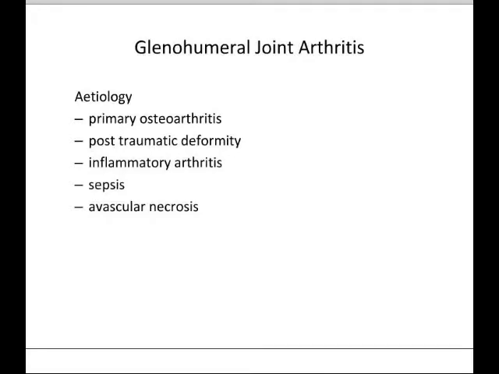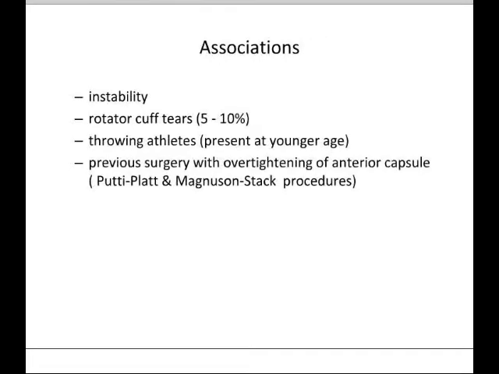necrosis. It's also associated with shoulder instability, and cuff tear is present in about 5 to 10% of patients. It is more common in throwing athletes and in those who've had previous surgery with over-tightening of the anterior capsule, such as a Putti-Platt procedure for recurrent anterior dislocations and Magnuson-Stack procedures. So it typically presents with pain, crepitus, and possibly instability.